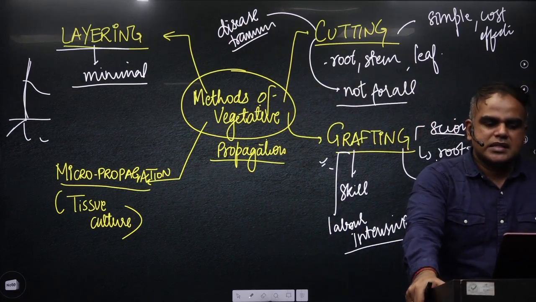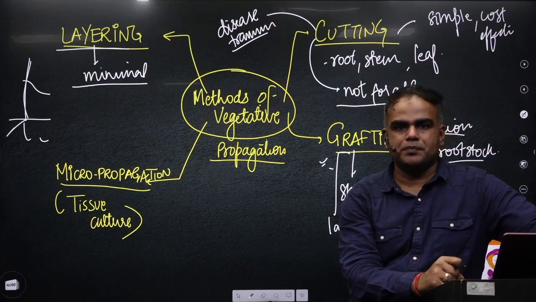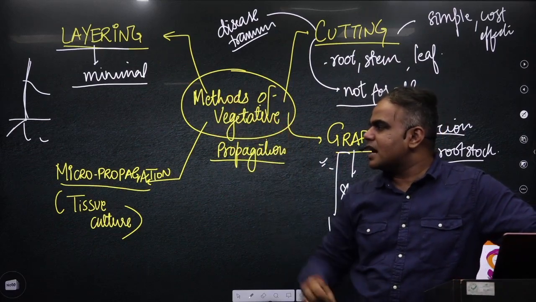But here also it is time consuming. Second thing is layering cannot be done at a mass rapid scale. Layering cannot be carried out at a mass scale, that is also a negative.